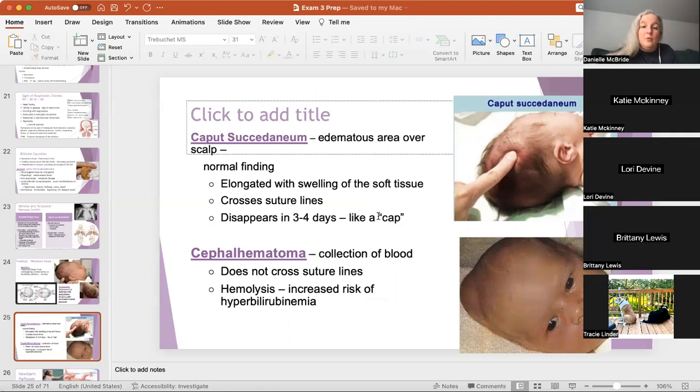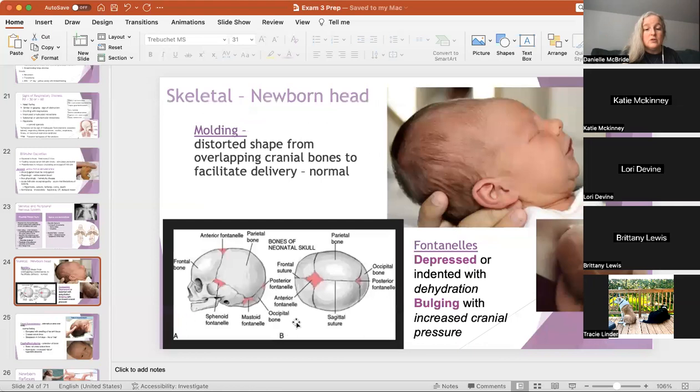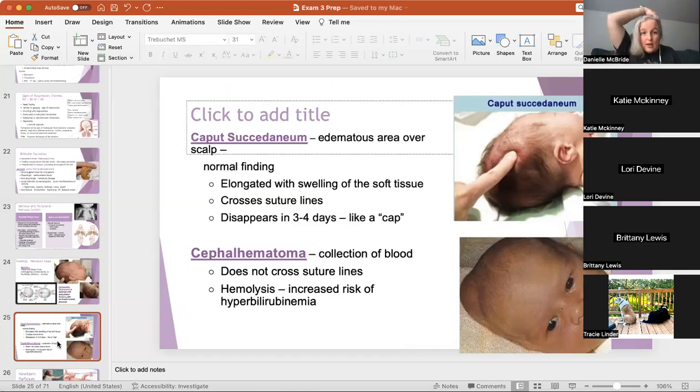With caput, we have that molding, so we have the elongated look, and then we have some edema on the presenting part of the head. And so it is superficial. It's just caused by pressure coming through the birth canal. So with this, the head's elongated, we have swelling of the soft tissue. It crosses the suture line. And so when we're talking about suture line, we're thinking about that pumpkin and where we can see those bone lines. Those are suture lines. This is superficial, so it crosses those suture lines and it's just elongated and it has swelling. It goes away.